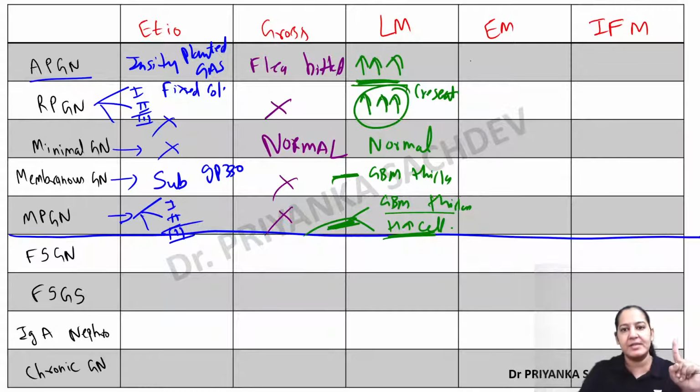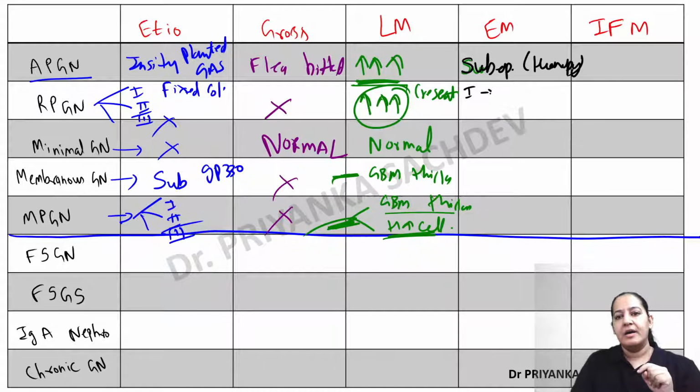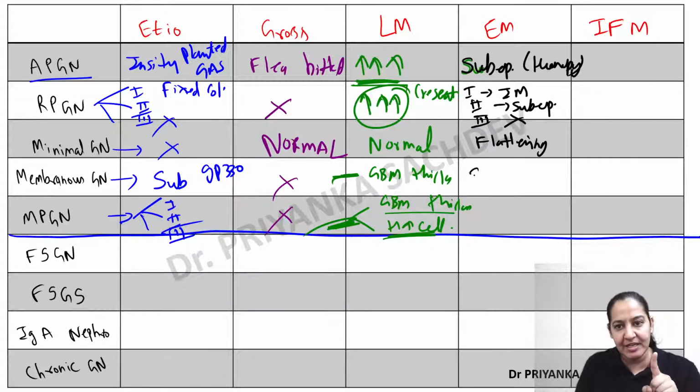The location of deposits in APGN is subepithelial, but the shape is hump. The shape is lumpy, bumpy, humpy. In RPGN type 1, it is intramembranous. Type 2 is again subepithelial, humpy, because it is PSGN only. In type 3, no deposits. In minimal change, no deposits, but there is flattening of the foot processes. In membranous, the deposits are again subepithelial like PSGN, but the shape is spike.